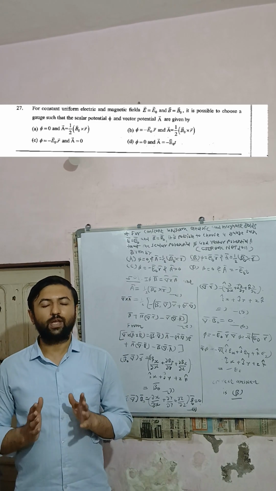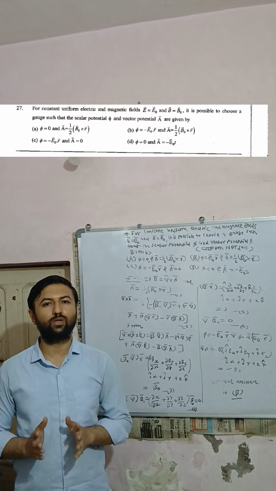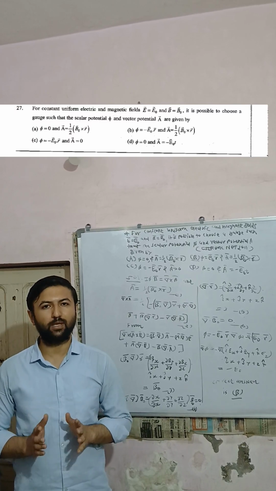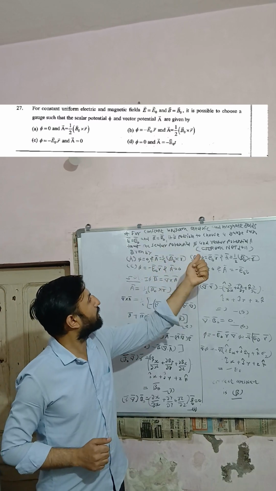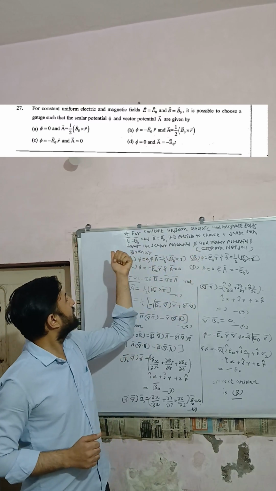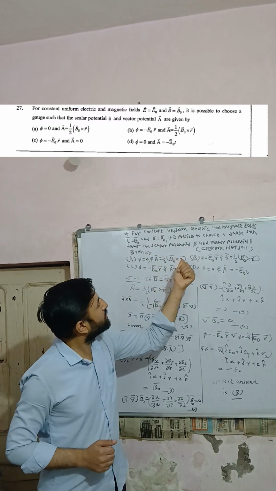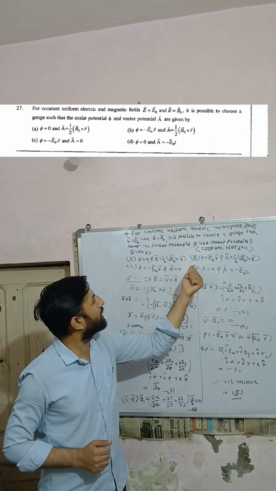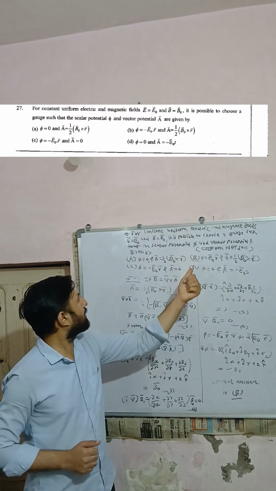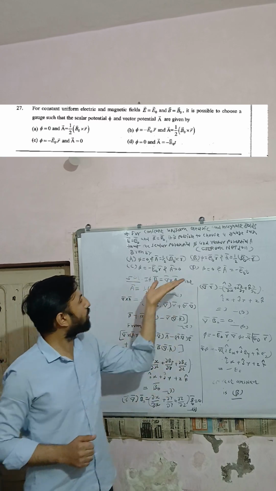Let's see one very important question which was asked in UGC CSIR NET 2011's question paper in part B. The statement of the question is: for constant uniform electric and magnetic fields, that is vector E equal to E0 and vector B equal to B0, it is possible to choose a gauge such that the scalar potential phi and vector potential A are given by... there are four options given.